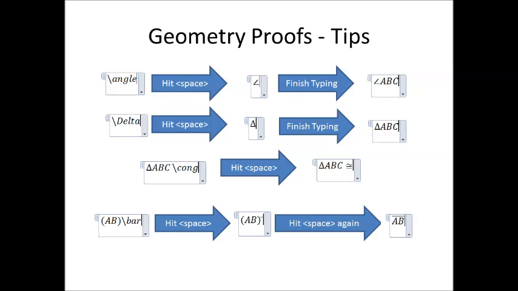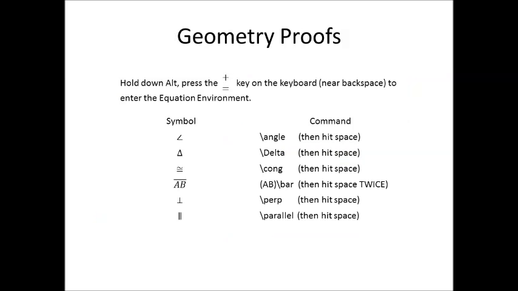Then without any spaces, \bar. If you hit space once, it'll turn that \bar into an overbar. And if you hit space again, it'll work backwards, replacing the parentheses and put a bar over both A and B. Here's a little summary of the different commands we see for the geometry proof.